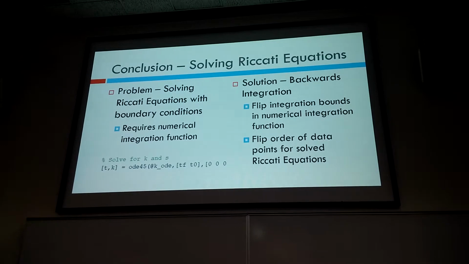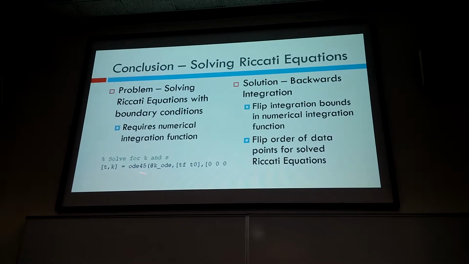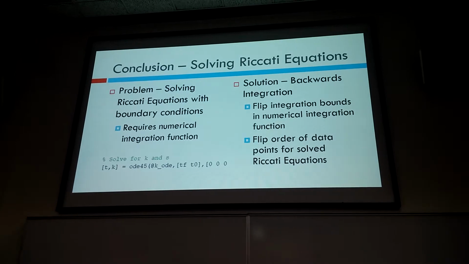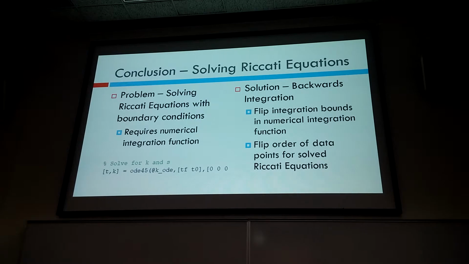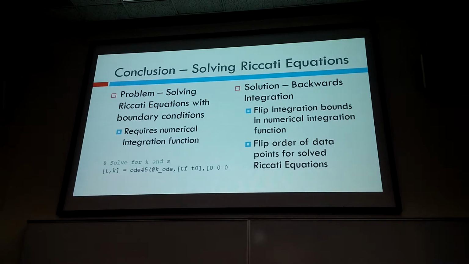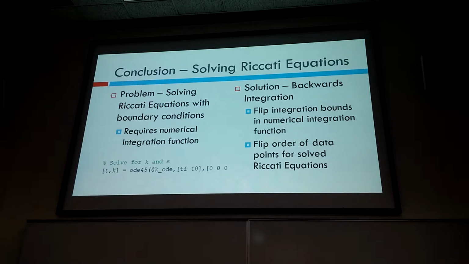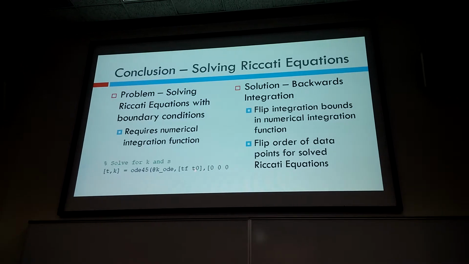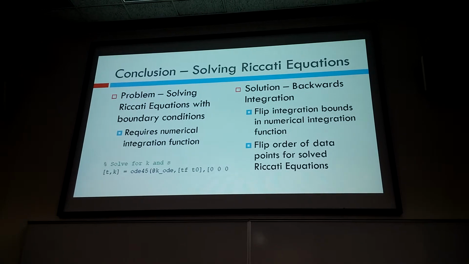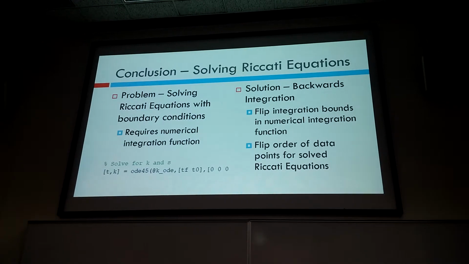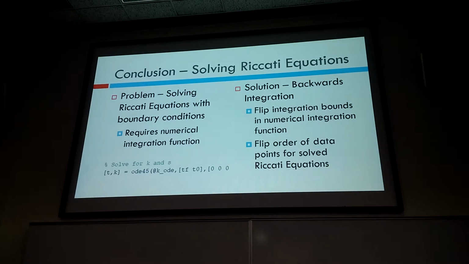However, if you use a numerical integration function like I did, I used MATLAB's ODE45, you'll notice that MATLAB's function ODE45 assumes an initial condition, but we're not given initial conditions. We're only given boundary conditions. So how do we do this? Well, very simply, all we do is we flip the bounds of integration. So instead of integrating from initial time t0 to final time tf, we integrate from final time tf to initial time t0.